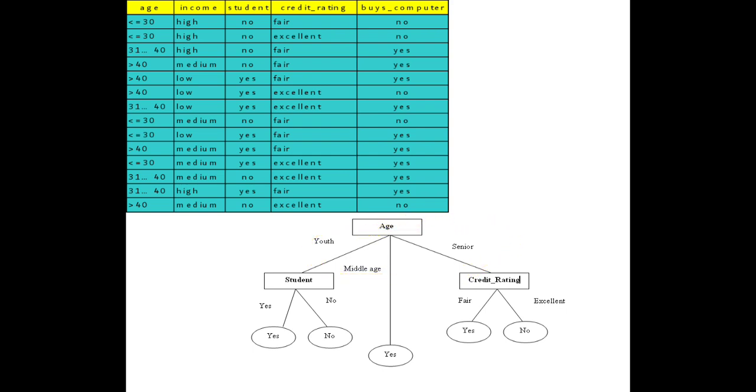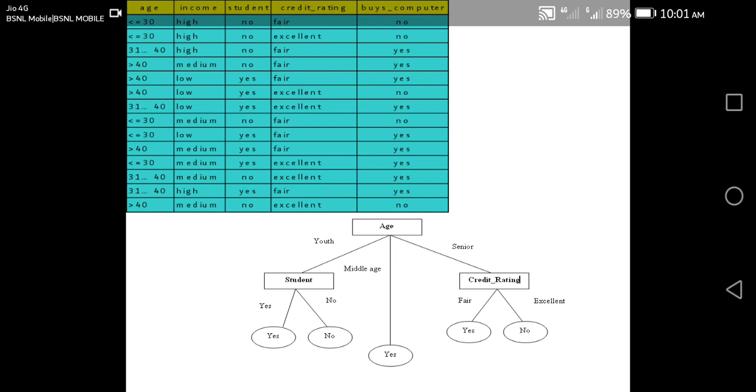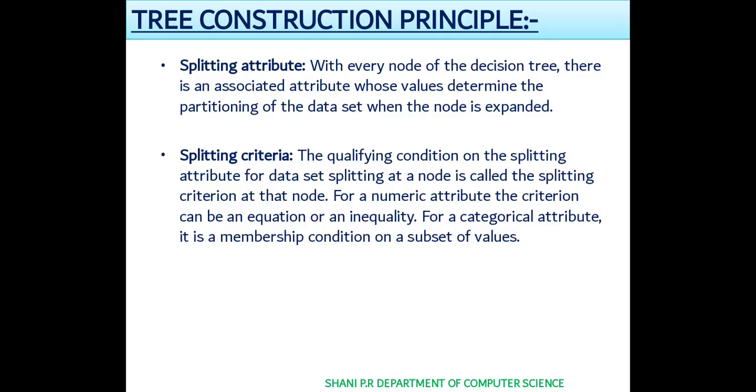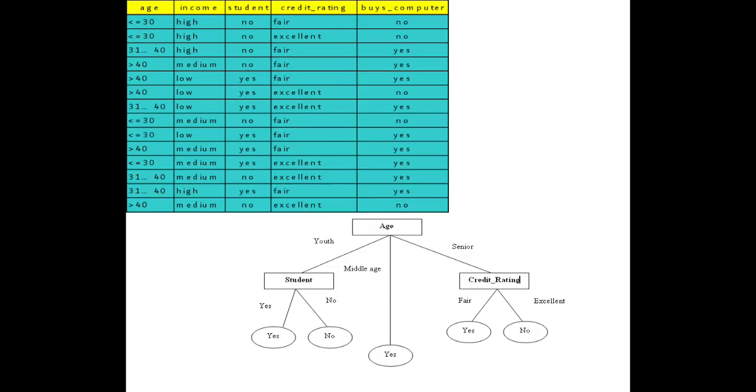As you know, in yesterday's class I clearly mentioned what is a numerical attribute and a categorical attribute. Numerical attribute includes numbers as values and the categorical includes values that are text. Okay, so this is about the splitting attribute and splitting criteria. Students, please don't draw this in your notes.